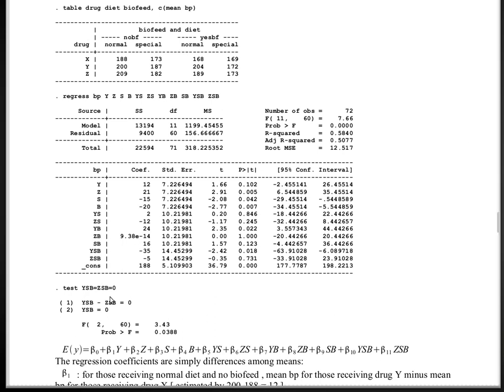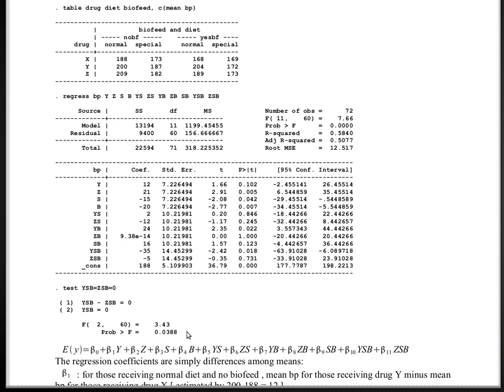And I'm also showing you here that we could have, from this regression analysis, made precisely the same test of significance we did from the analysis of variance. That is, the 2 degrees of freedom test based on YSB and ZSB. Simultaneously testing these two gives us the F statistic with 2 degrees of freedom and 60 degrees of freedom, and exactly the same p-value we got from the analysis of variance, the so-called preliminary analysis of variance.